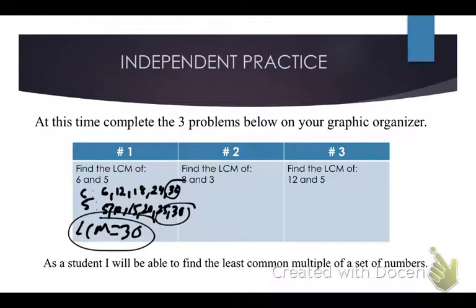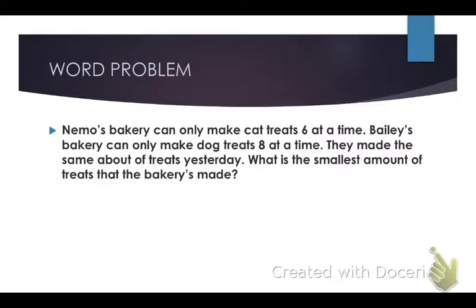8 and 3, you should have gotten the answer of 24. Okay, and 12 and 5, you should have actually gotten the answer of 60. So hopefully you got all three of those correctly. You just needed to make your list and count them correctly. All right, last thing, here we go.